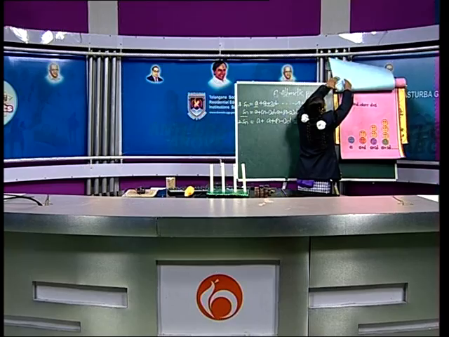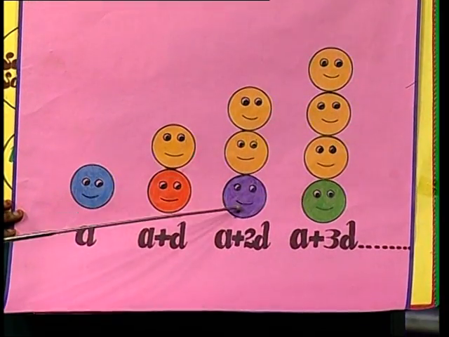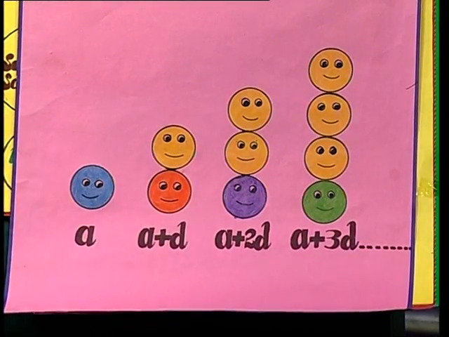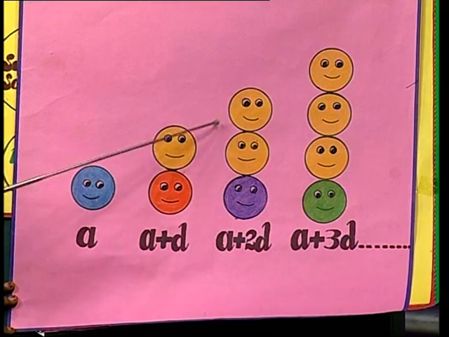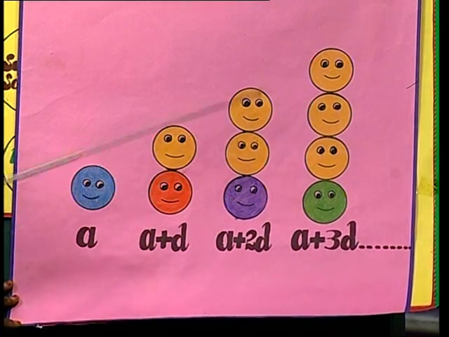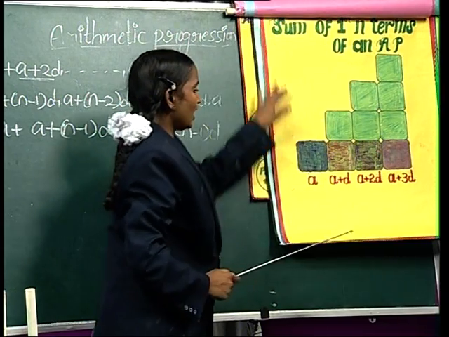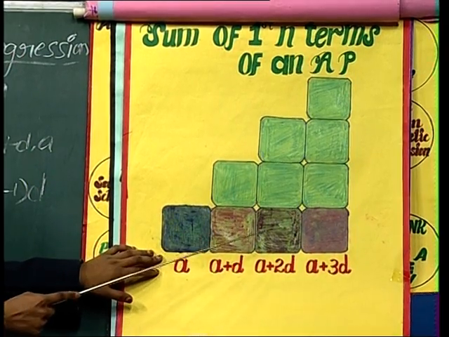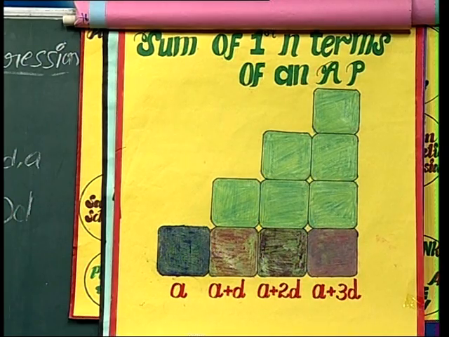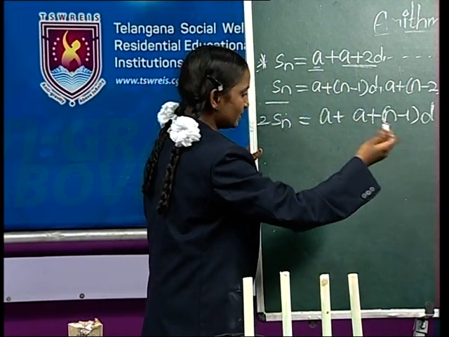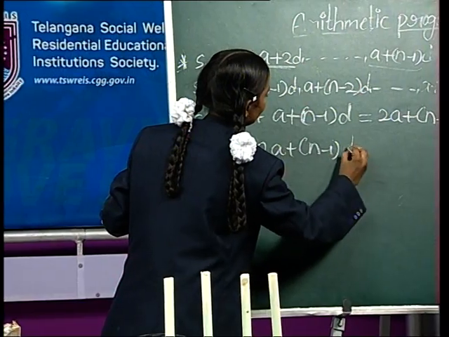Let us see here. Here this is a, this is the second term a plus d, a plus 2d, a plus 3d and so on. And here we are adding the common difference d. Here I am adding 1 d, that means a plus d, here 2 d's, that means a plus 2d, and here 3 d's, that means a plus 3d. And also here this is a plus d, a plus 2d, a plus 3d. So it becomes 2a plus n minus 1 into d. Then each pair sums to 2a plus n minus 1 into d.